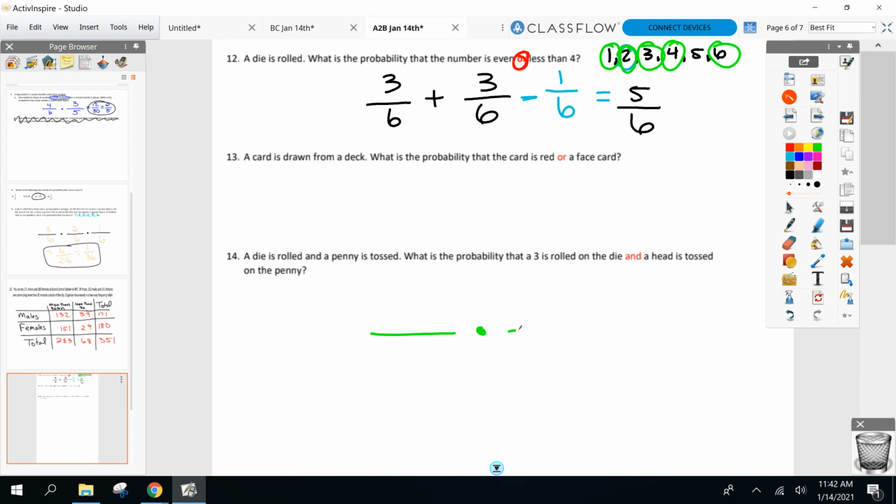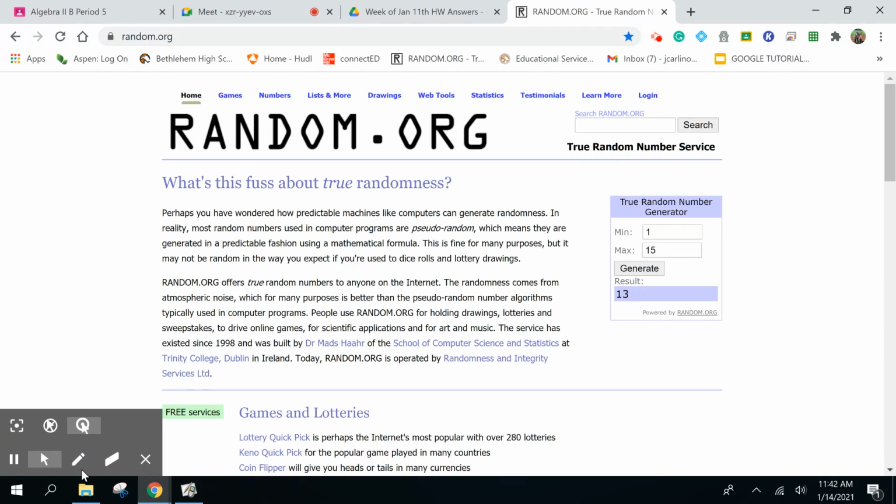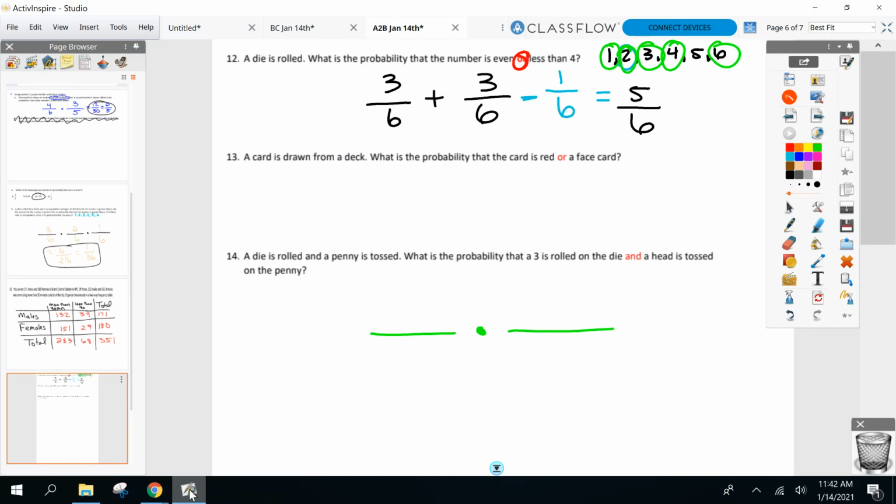Die times penny. I just got to know what goes in there now. A 3 is rolled on the die. A 3 is rolled. What's my first fraction? Isaiah, rolling a 3. 3 out of 6? Oh, come on now. 1 out of 6. 1 out of 6.